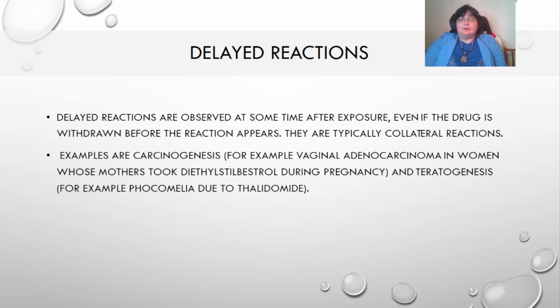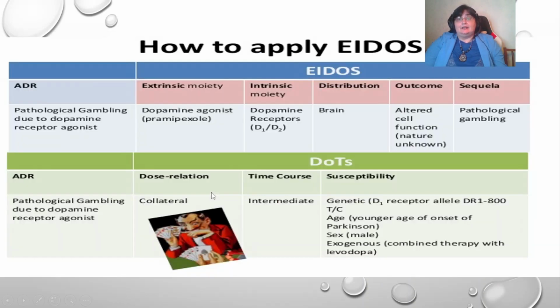Delayed reactions. Delayed reactions are observed some time after exposure, even if the drug is withdrawn before the reaction appears. They are typically collateral reactions. Examples are carcinogenesis, for example, vaginal adenocarcinoma in women whose mothers took diethylstilbestrol during pregnancy, and teratogenesis, for example, phocomelia due to thalidomide. How to apply EIDOS and DoTS?